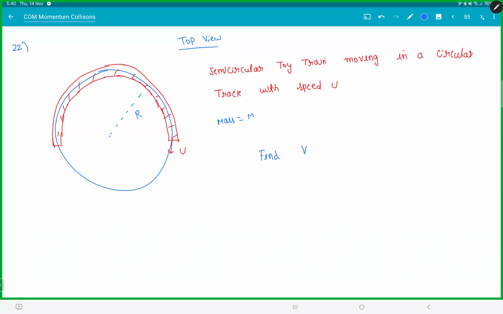Find the velocity of the center of mass and the acceleration of the center of mass of the train. Remember, every point on the train has the same speed, but the velocity is different. Velocity is tangential like this, so you can't directly add it up. Find the velocity and the acceleration of the center of mass of the train. Is the diagram clear? I know I drew it a little weird, but I hope you got it. It's a toy train.